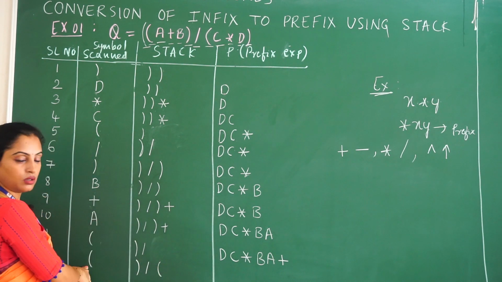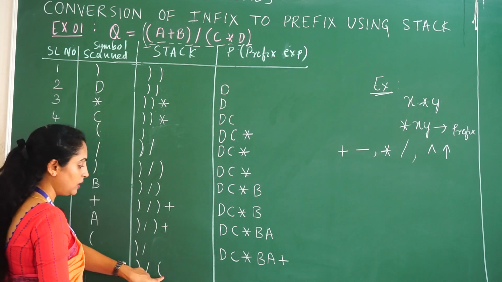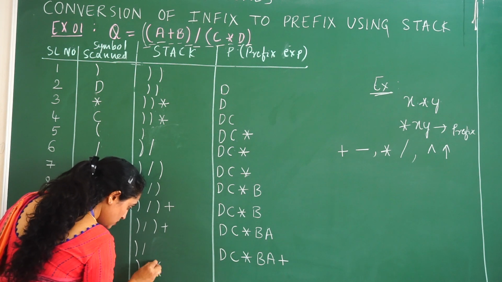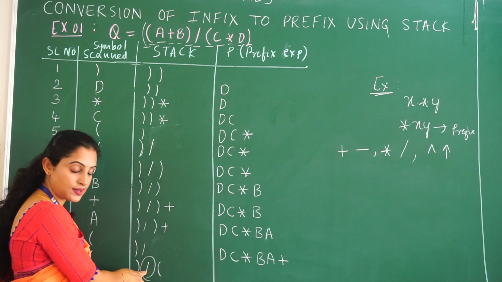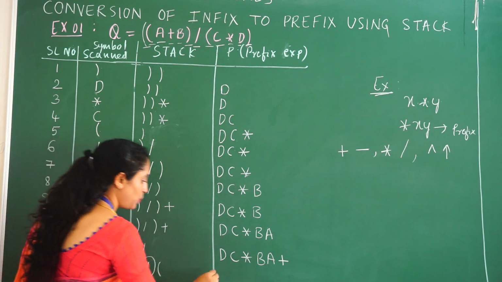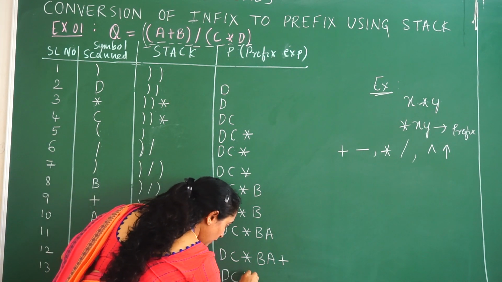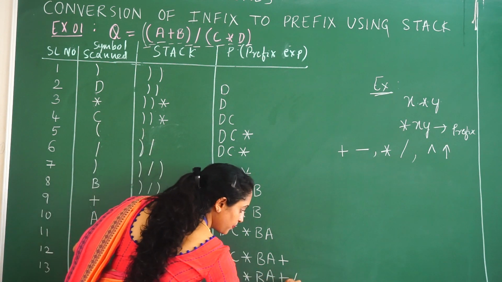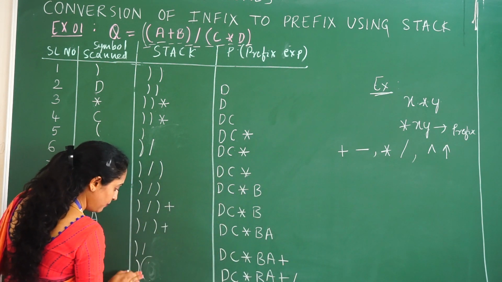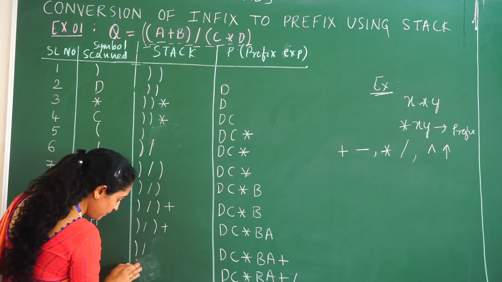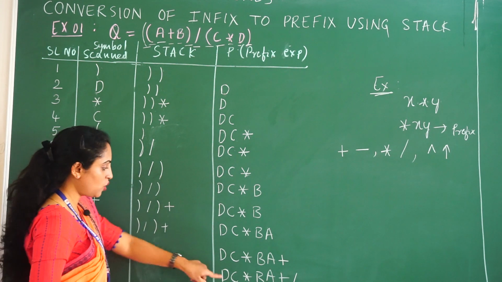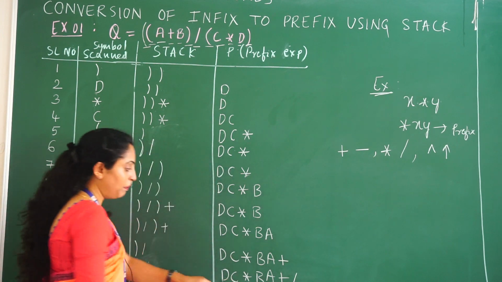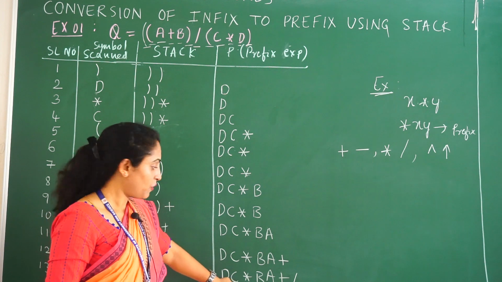So when we get the left parenthesis, we have to pop all the operators from the top of the stack. So we got this, and let us pop out, only one operator is left on top of the stack. So let us pop this: D C asterisk B A plus and division. Okay. So we are popping the operators, and the right parenthesis will be eliminated. We are not going to keep it in the prefix expression. So this is the obtained expression, but this is not in a prefix form, right.